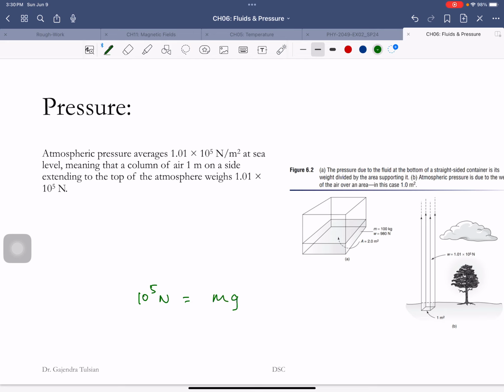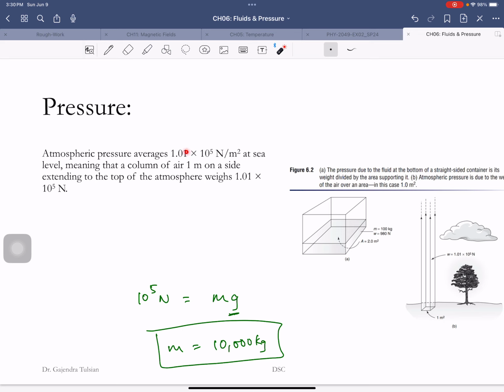The weight of something is the mass times gravity, and g is about 10 meters per second squared. So this number divided by 10 would be 10 to the 4, which is about 10,000 kg. What that means is this column of air all the way to space weighs about 10,000 kg, which is roughly the weight of a school bus. So pressure is also the weight of that column.